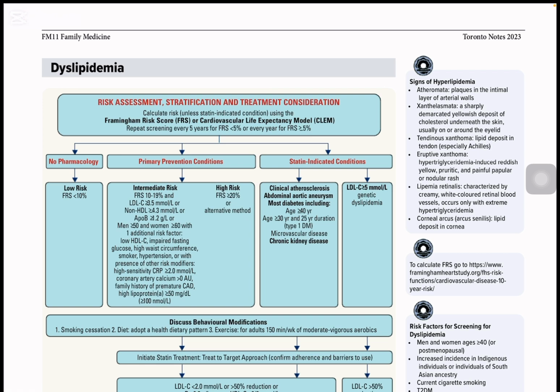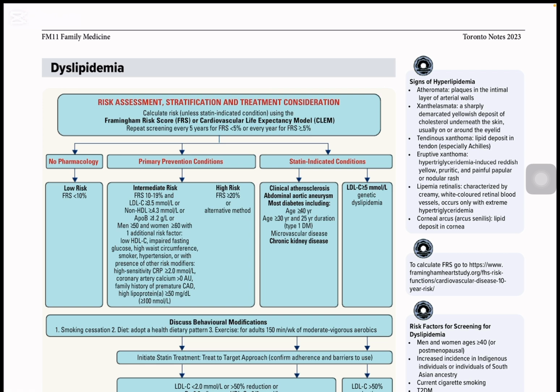So intermediate risk is LDL more than 3.5, or non-HDL more than 4.3, ApoB more than 1.2, or men more than 50 and women more than 60 with one additional risk factor. So if a man is more than 50 years, you have to consider that he is at intermediate risk. And if a woman is more than 60 years with one additional risk factor, what is that risk factor? She has low HDL, impaired fasting glucose, high waist circumference, she is a smoker, hypertension, with presence of other modifiable risk factors like high sensitivity CRP more than 2, coronary artery calcium more than 0, family history of premature coronary artery disease, lipoprotein A more than 50.